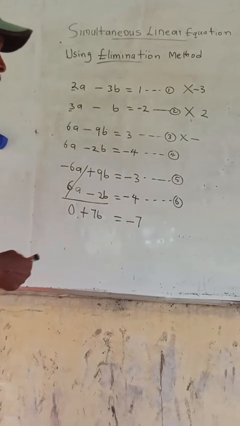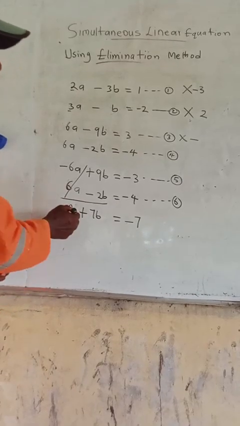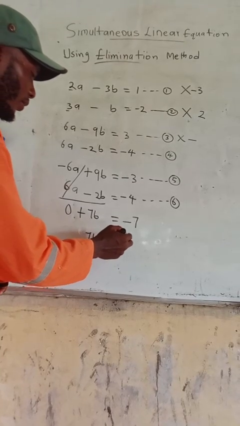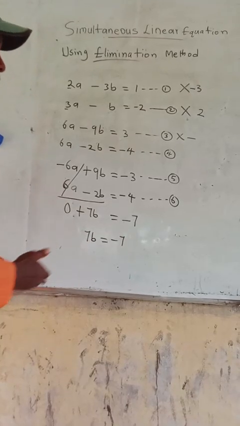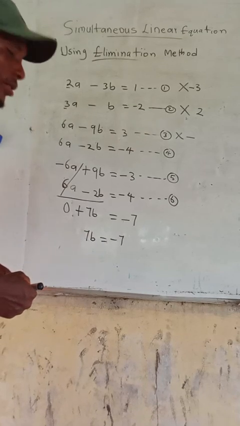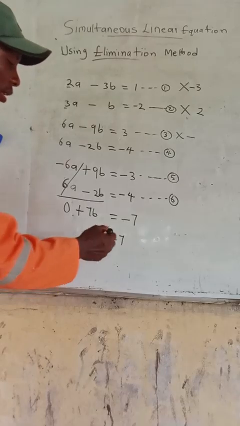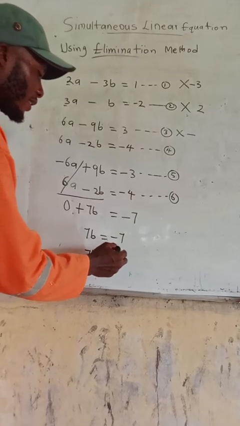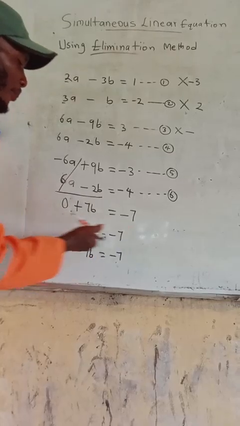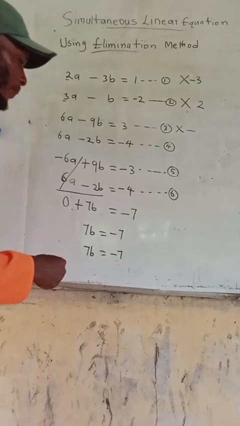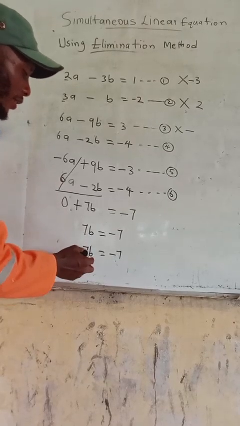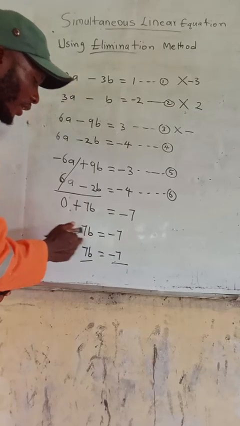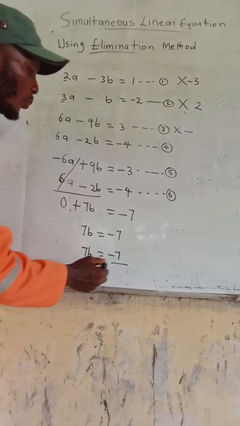Are you getting it? So you will now have something like this. And you know that 0 is nothing. So we'll say 7b is equal to minus 7. And then you look for the value of b. To look for the value of b, you divide both sides by the coefficient of b. If I have to get b, then I will divide this side and this side by the number that is with b, and the number there is 7. So I'll divide by 7 on both sides.